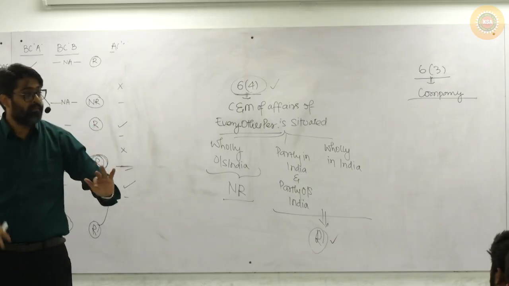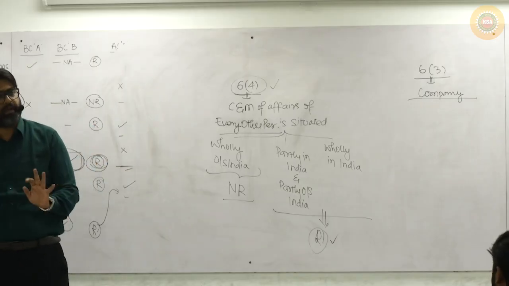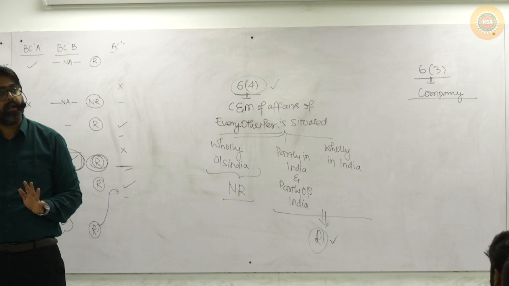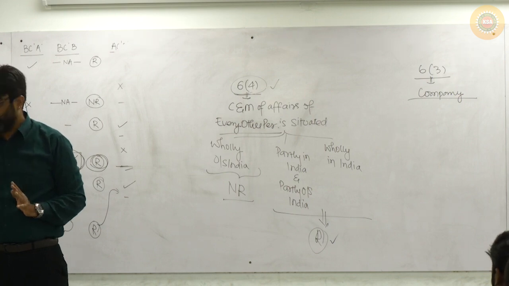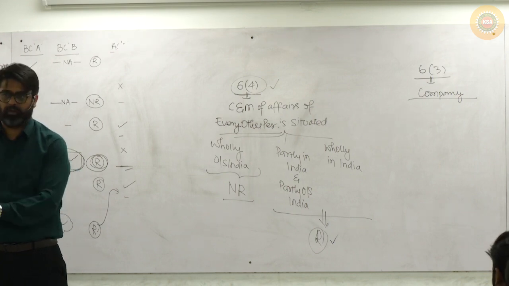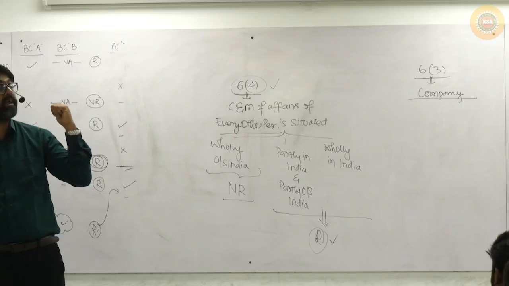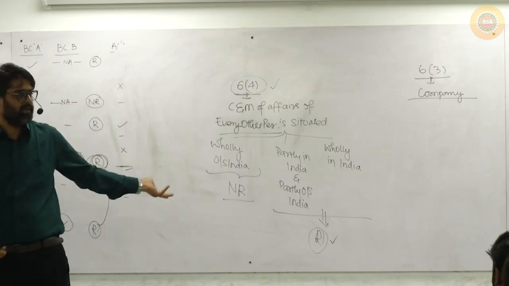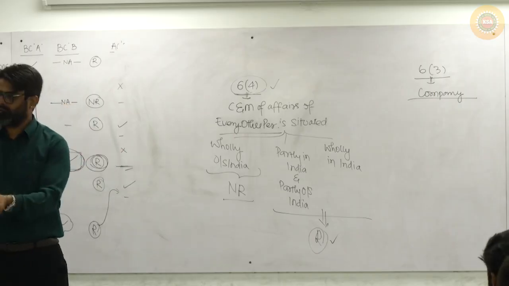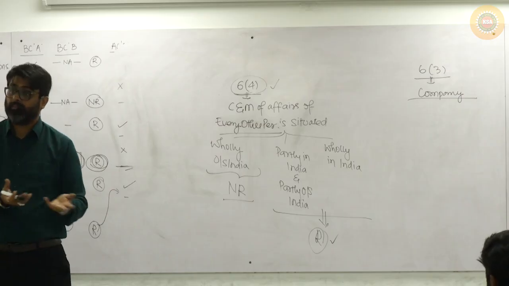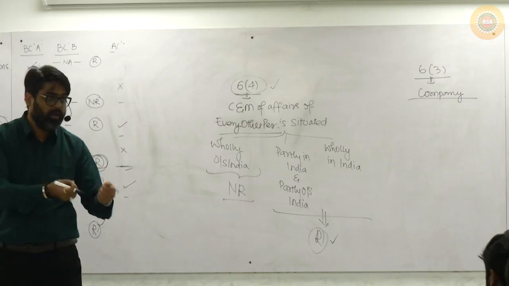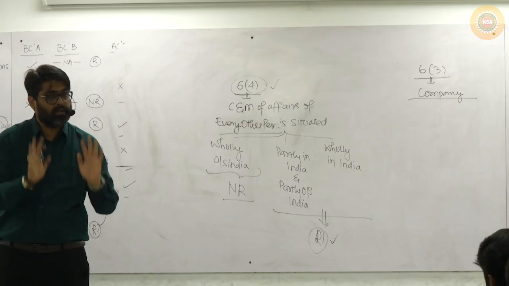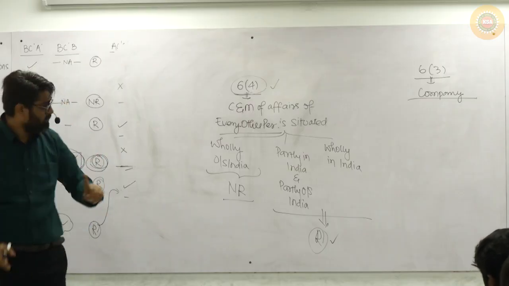Other than company, every other person, same thing. Control and management wholly outside India. Control and management wholly, then only non-resident, as per 6(4). And in every other case, it is a resident. Control and management partly in India, partly outside India, or fully from India, they will be treated as resident. Understood? So this was 6(4).